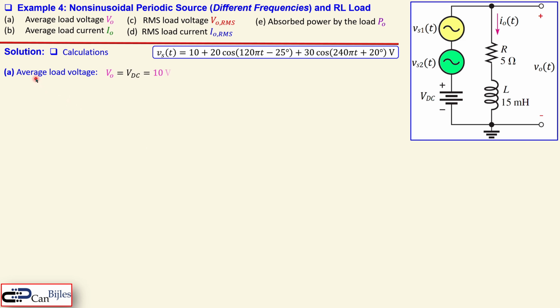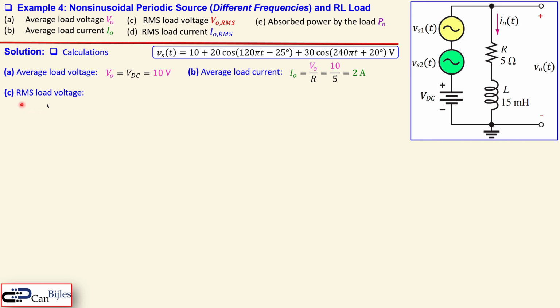Average load voltage. Again, straightforward, because we only look at the DC part, which is 10 volts. And since at DC the inductor is a short, you can also look at the reactance of an inductor, because that is at omega is 0, which is a short. The only thing that matters is the resistor, and that means we have here the 10 volts. Okay, the average load current is again using Ohm's law, so 10 over 5 is 2 amps, again as said before, because the reactance of the inductor is 0 at 0 radians per second, or 0 hertz. So that's actually questions A and B very fast.